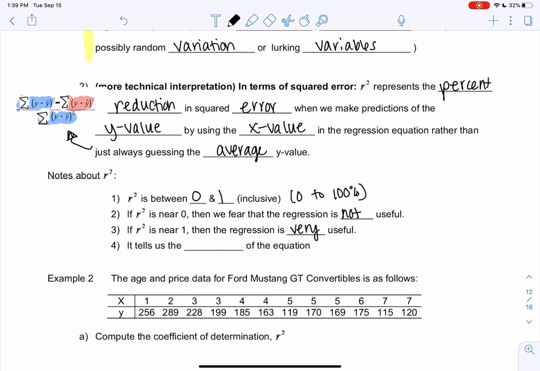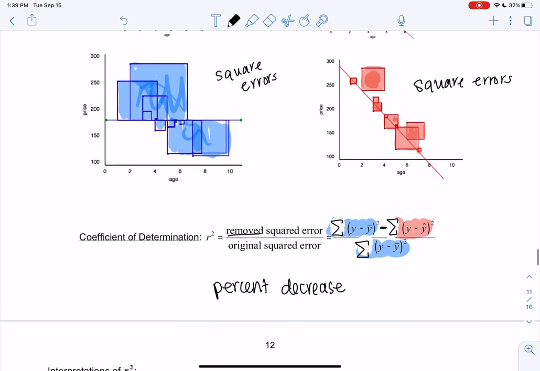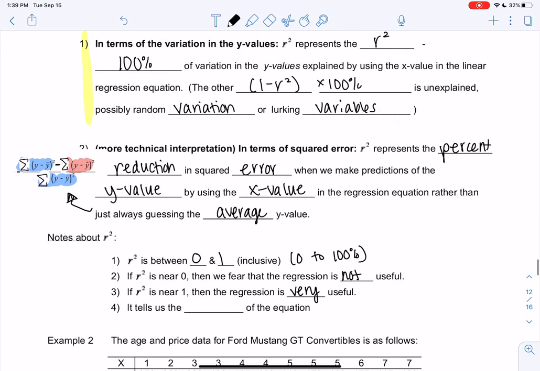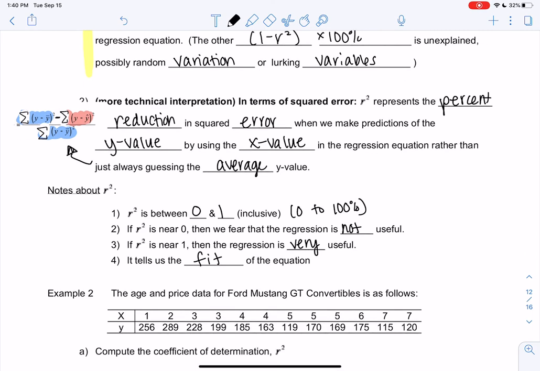And it really just tells us how well the line fits. Tells us the fit or the strength. Right, the better the line fits, the closer to 1 it'll be.